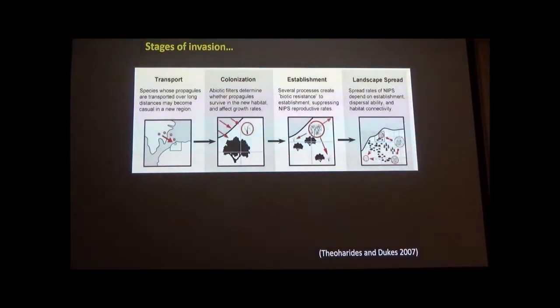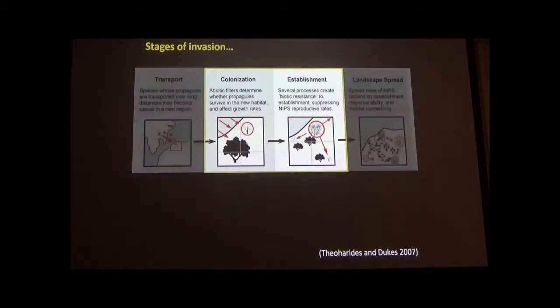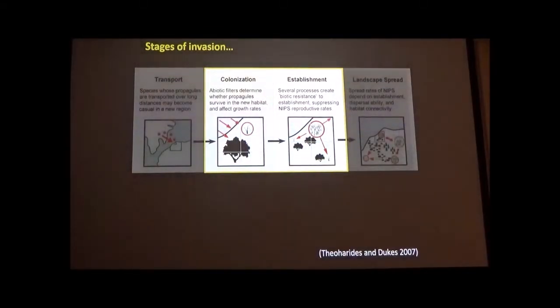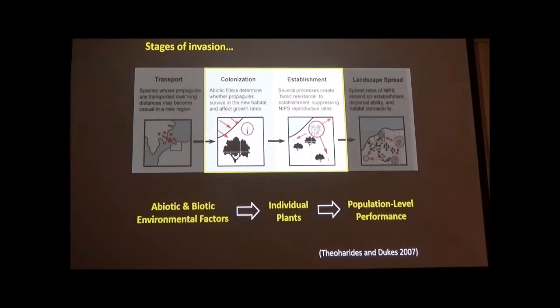We're thinking about this with respect to invasive species, and stages of invasion are important to think about. There are species that might be good at being transported, and species that might be good at spreading across the landscape. We're really focusing on this initial stage of establishment: can a plant population withstand abiotic and biotic conditions to establish? So we're looking at the environmental drivers, how that influences individual plants, and what the overall population-level outcome is.